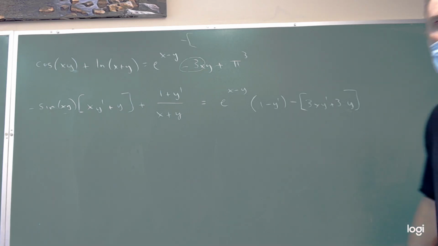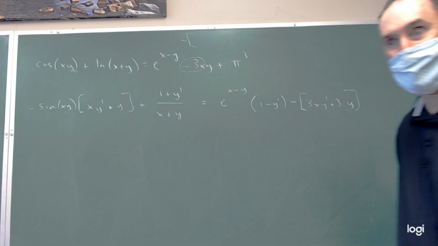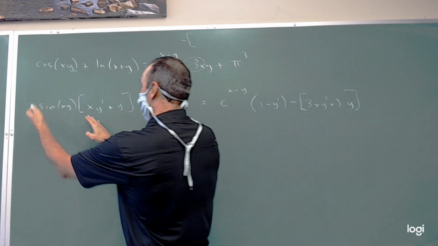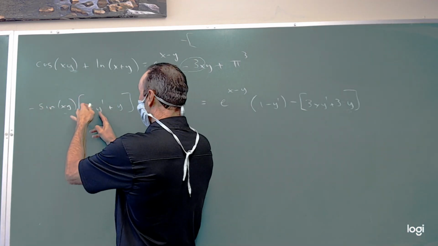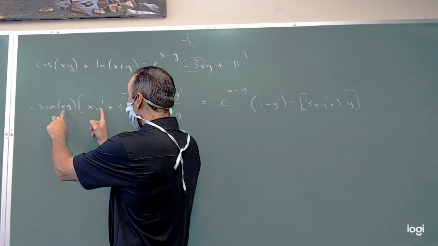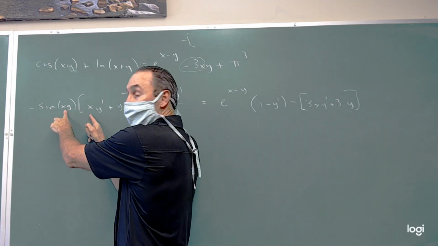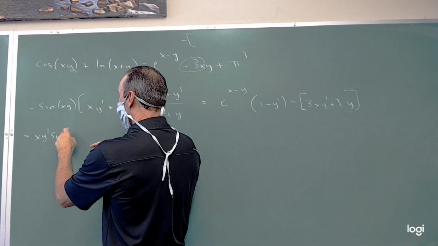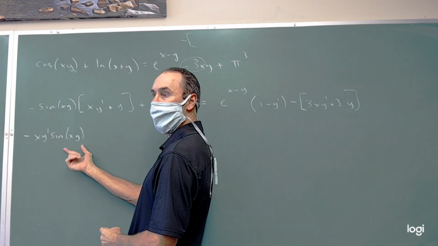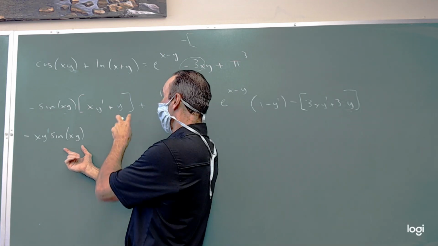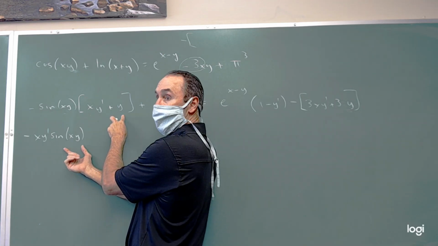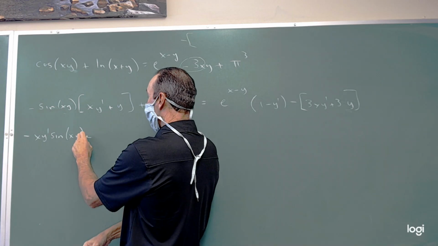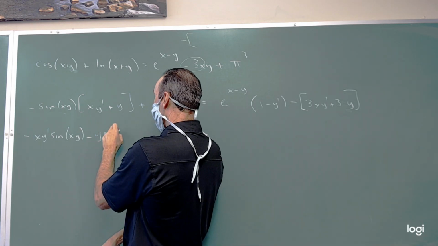Okay, now, calculus is done. Algebra is just beginning, so we have a lot of distributing to do. So we're going to take this times the xy prime. I'm going to put that right then in front, so it doesn't look like that's somehow in the sine. So I'm going to go negative xy prime sine of xy. And then the y is going to hit that. I'm going to do the same thing. I'm going to bring the y to the front. So that's going to be a minus y sine of xy.